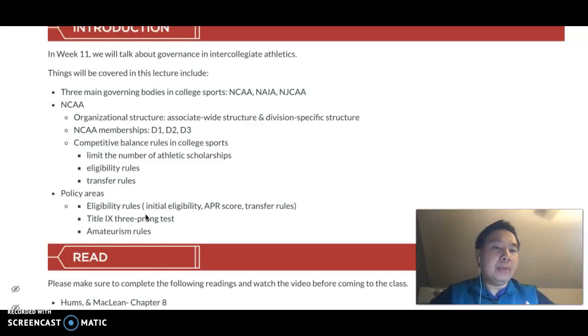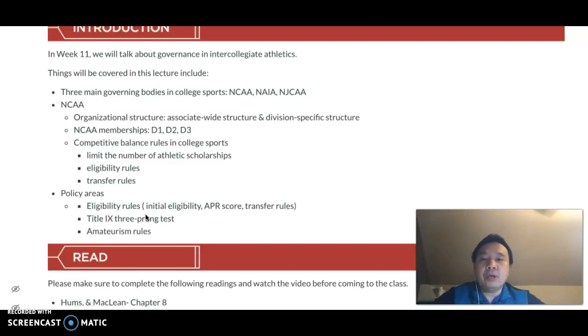I'm going to talk a little bit about the basic requirements and the differences between D1, D2, and D3 schools. Particularly, we spend time talking about D1 schools. We have FBS schools, FCS schools, and some schools that do not sponsor football at all. So we look at the differences among these schools based on the requirements.